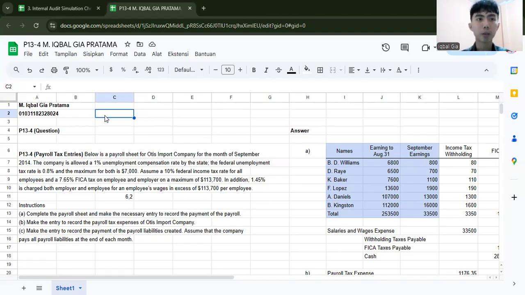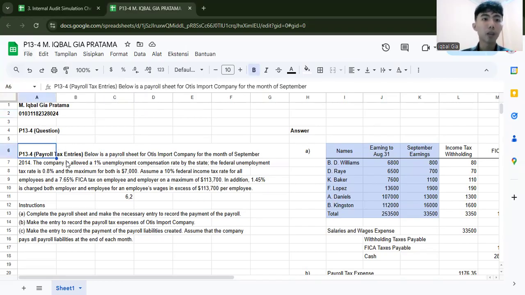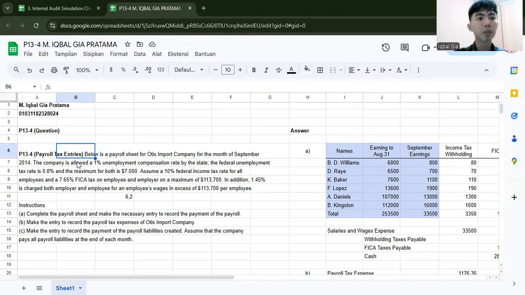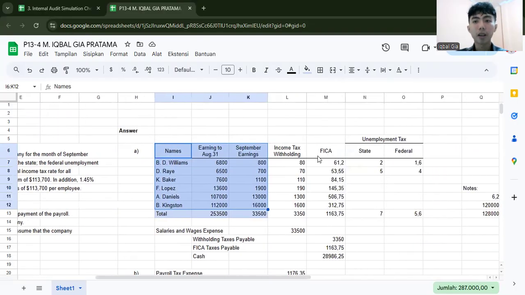How I solve my assignment for problem number 4 in chapter 13. The question is about payroll tax invoice, and below is a payroll sheet for Otis Import Company for the month of September 2014. So this is the payroll sheet. The data given are that the company is allowed a 1% unemployment compensation rate by the state. The federal unemployment tax rate is 0.8%, and the maximum for both is $700. We will calculate it here.